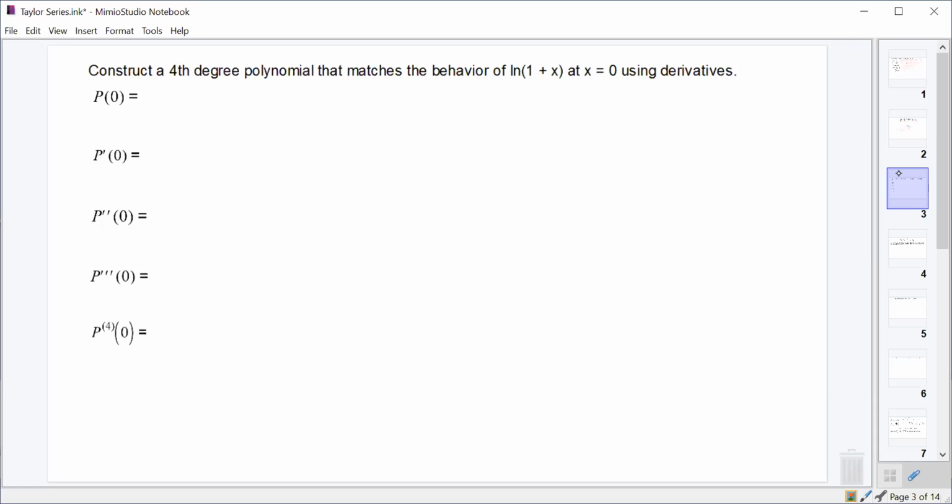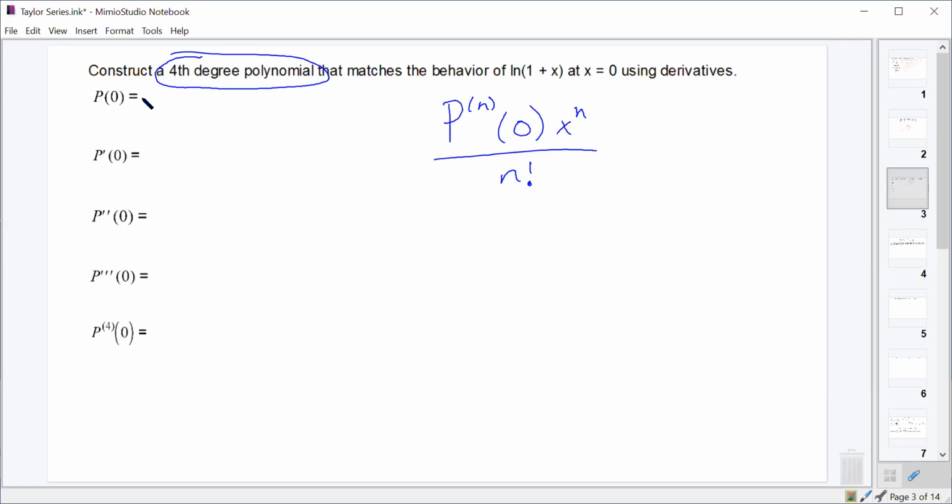So the first thing we need to find is the value of the function at 0, the value of the derivative at 0, the value of the 2nd, 3rd, 4th derivative, as far on as we want to go. Since we want a 4th degree polynomial that should match this behavior, we need 4 derivatives. And we're going to throw it all into that same thing we just had, the nth derivative of p at 0 times x to the n over n factorial.